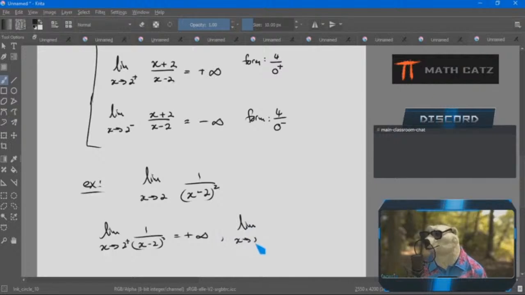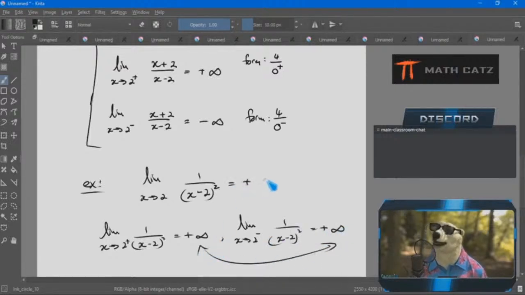This guy, if I approach from the other side, because of the square, it's also positive. That behavior is the same, and then I can say, okay, there is consistency between the two. They behave the same way regardless of which side I'm coming towards. And I can then merge them into a two-sided limit because the behavior is the same. They agree with each other.